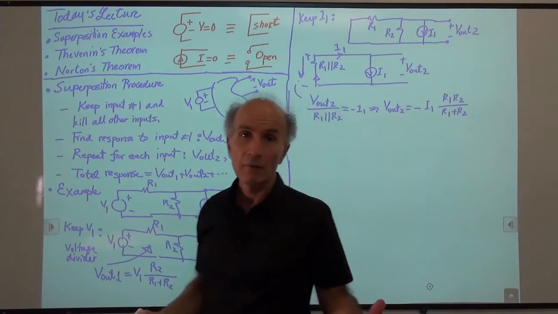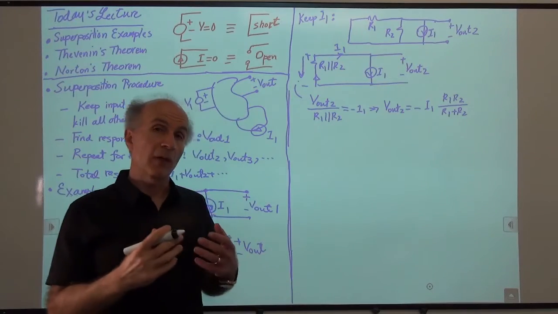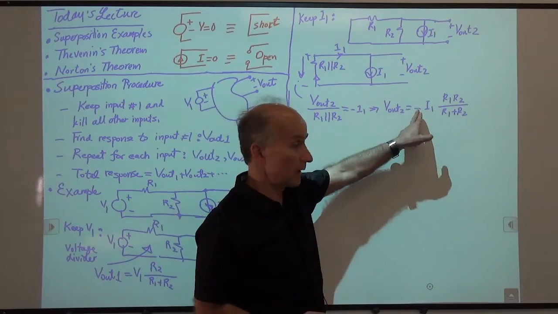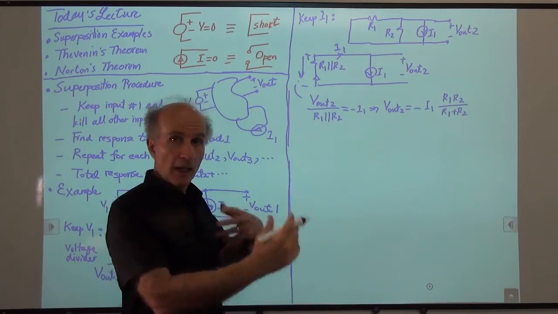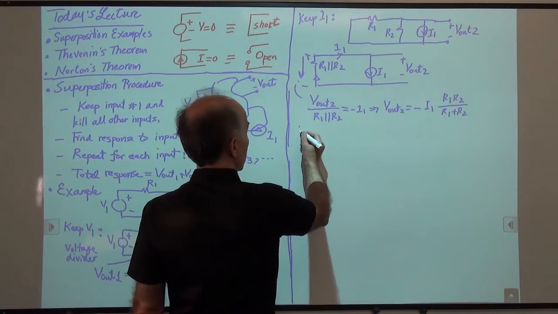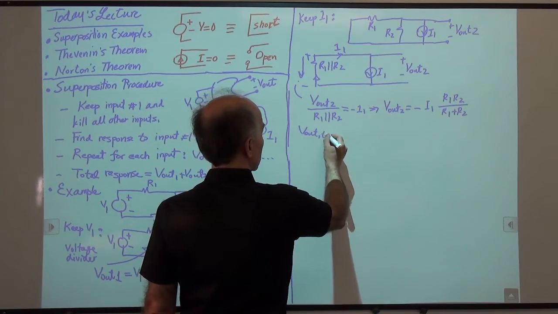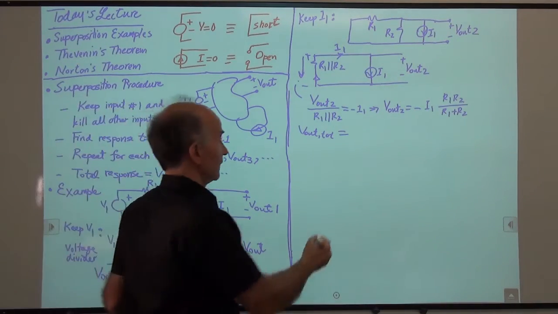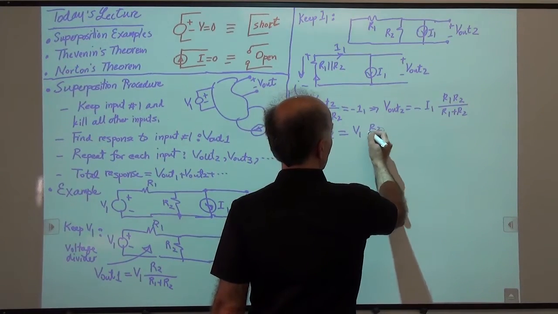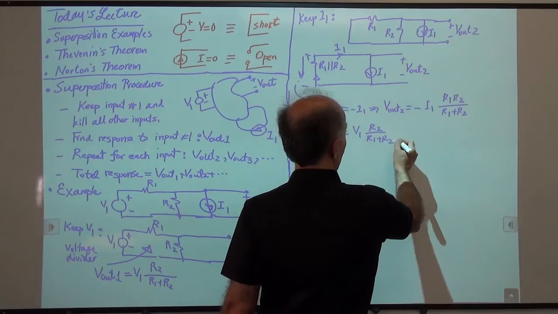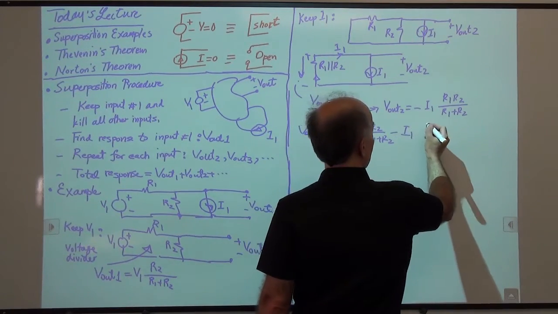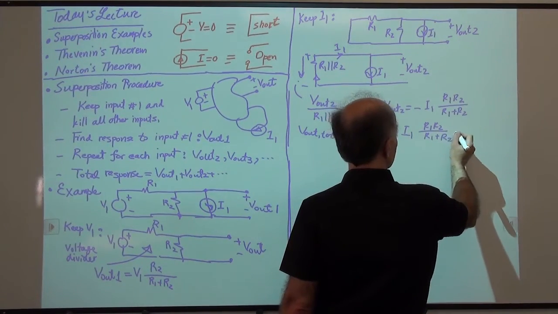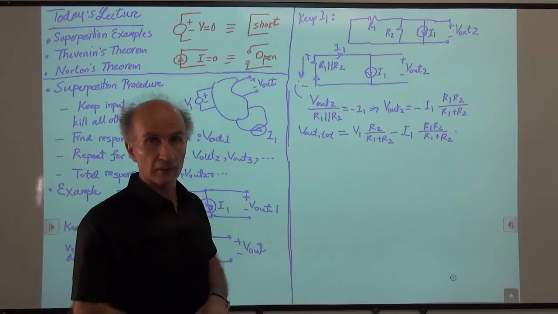All right, so now we have found both responses. We just add them up. When we are adding up the responses, we have to be careful about the polarities. So there's a negative sign here. We must remember that, right? Because each of these sources has some response. Okay, so we say V out total is equal to this voltage, which is resulting from V1. So V1 R2 over R1 plus R2. And then that voltage, which results from I1. So R1 R2 over R1 plus R2. So the circuit is solved.